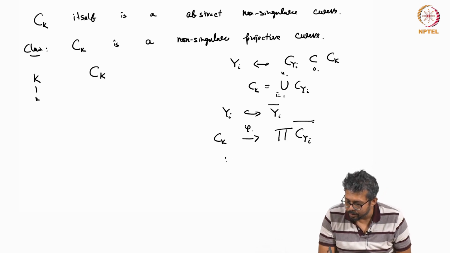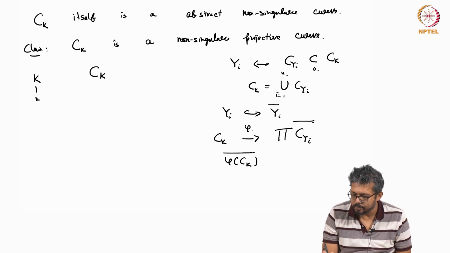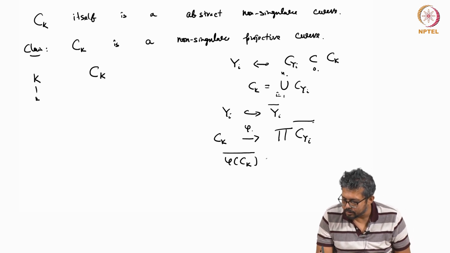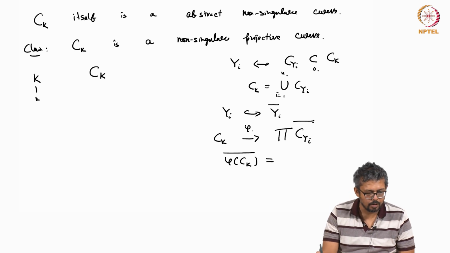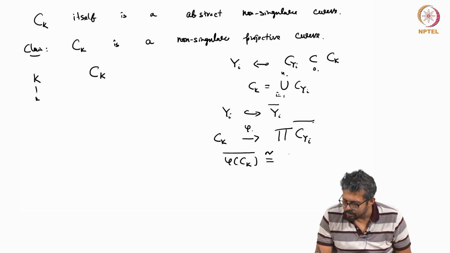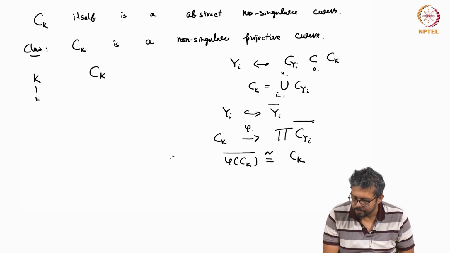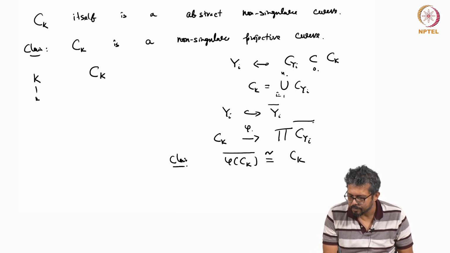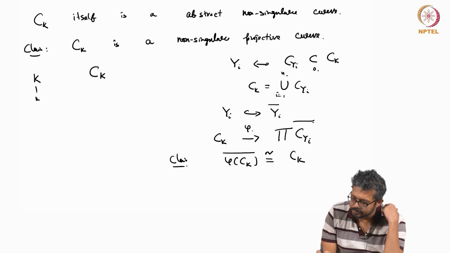And then take phi of Ck and take the closure. Then you prove that this is isomorphic to Ck. So, claim. So these are phi i's.